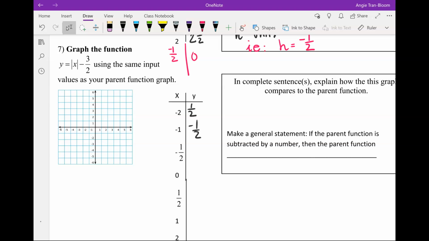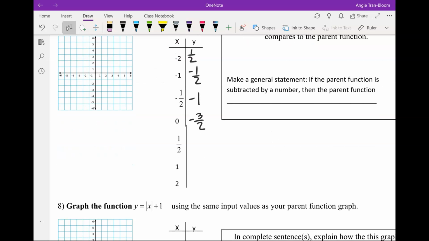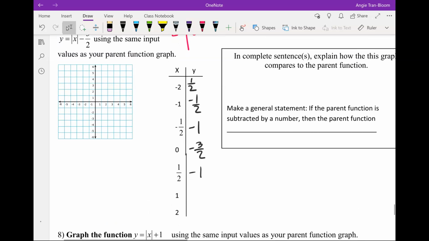So negative 1, perfect. Sophia, what's your next one? Negative 3 over 2. Good. Okay, keep on moving. The next one, Chris, what do you have? Negative 1. Santana, last 2, what did you get? Negative 1/2 and then 1/2. Okay, let's plot it.